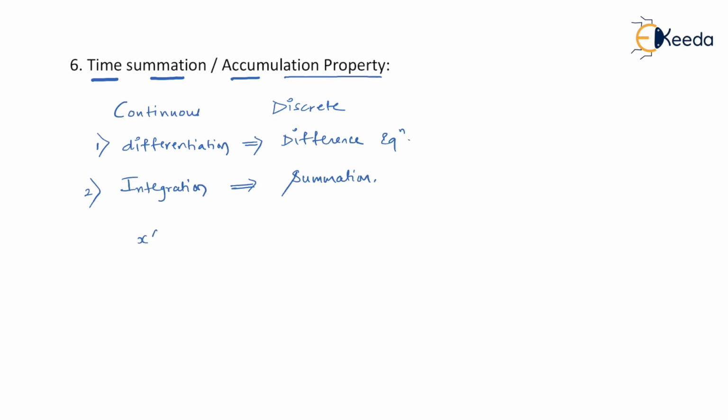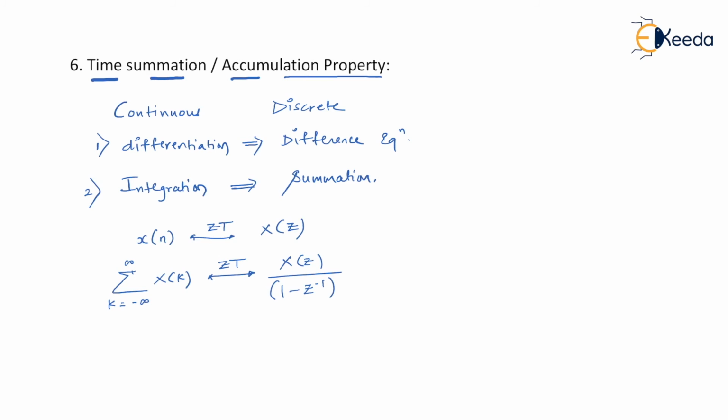Suppose you have signal x of n whose z transform is X of z. Now I'm not going to integrate, but what I'm going to have is summation over here. That is, let's say we have k ranging from minus infinity to infinity x of k, then its z transform is simply X of z upon 1 minus z inverse.